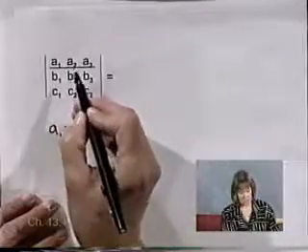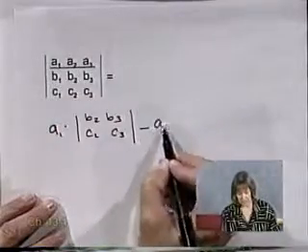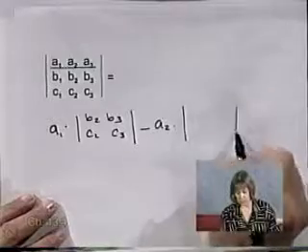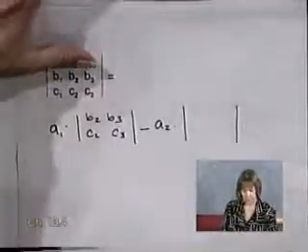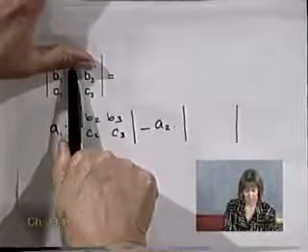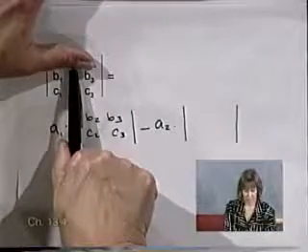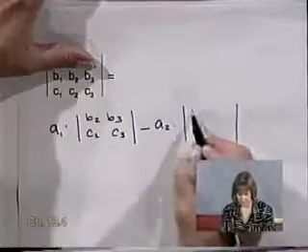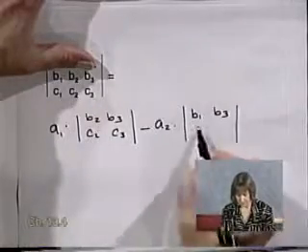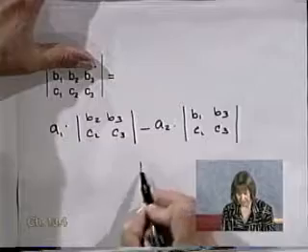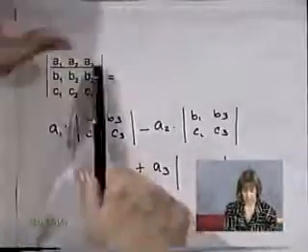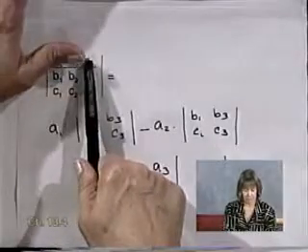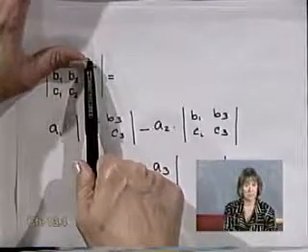Then we go to A2. Now it always goes positive, negative, positive. So for A2 we write minus A2 times the determinant of what's left when we eliminate the row and the column that A2 is in. So we eliminate A2, its row and its column, and notice what we have: B1, B3, C1, C3. And the next one is plus A3 times the determinant where we eliminate the row and the column that A3 is in, which gives me B1, B2, C1, C2.